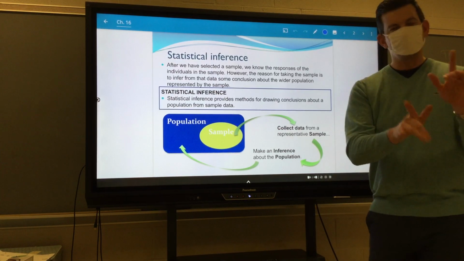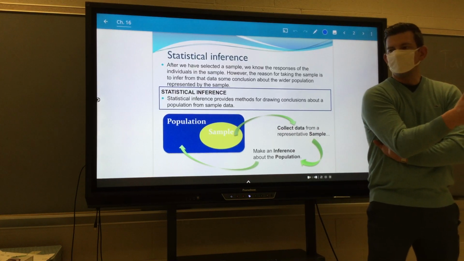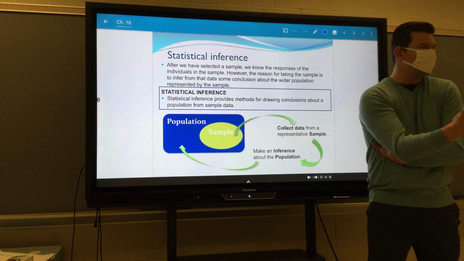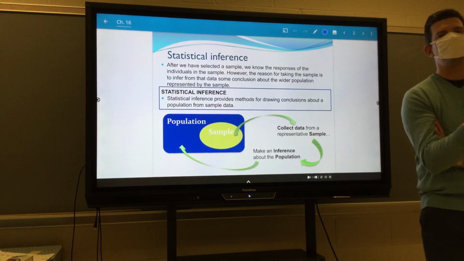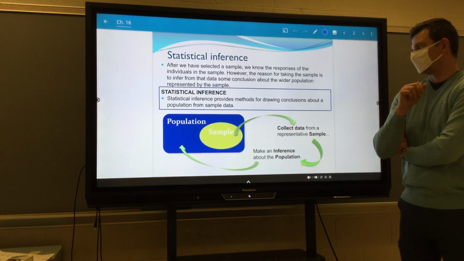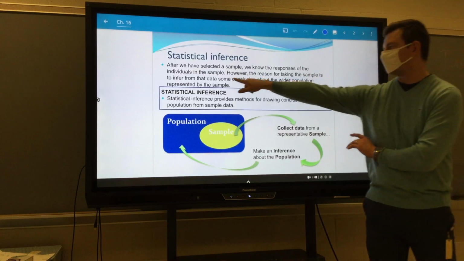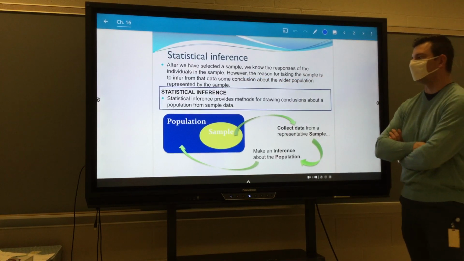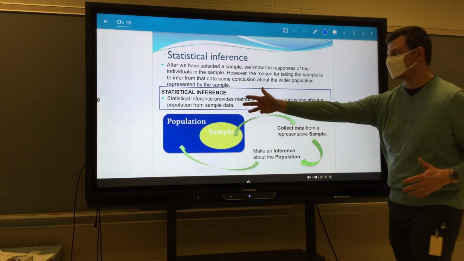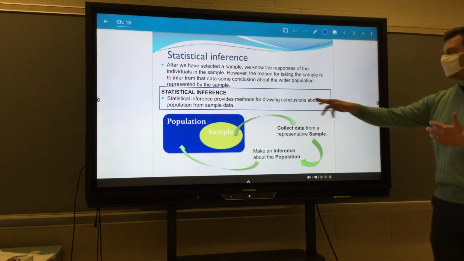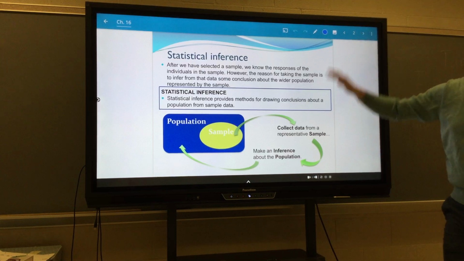Nor do we, now don't misinterpret what I'm saying, nor do we directly care about what our sample does. We care more about how well our sample represents that population. Okay? There's some variability. The reason for taking a sample is to infer from that data some conclusion about the wider population represented by the sample. And that's what statistical inference does.